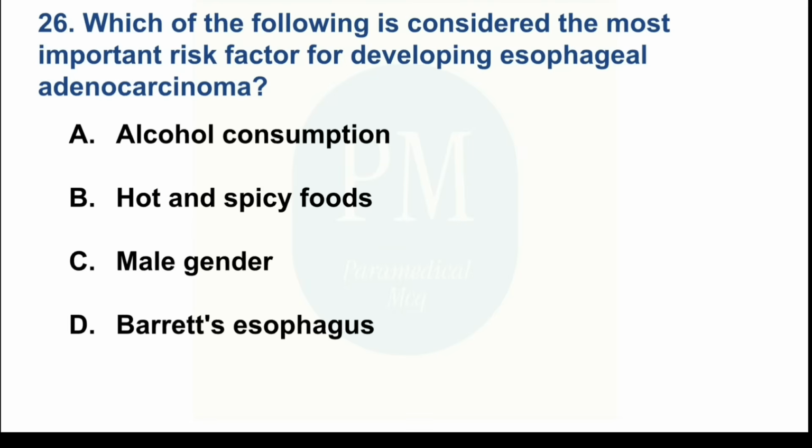Which of the following is considered the most important risk factor for developing esophageal adenocarcinoma? Option A, alcohol consumption. Option B, hot and spicy foods. Option C, male gender. Option D, Barrett's esophagus. The correct option is option D, Barrett's esophagus.